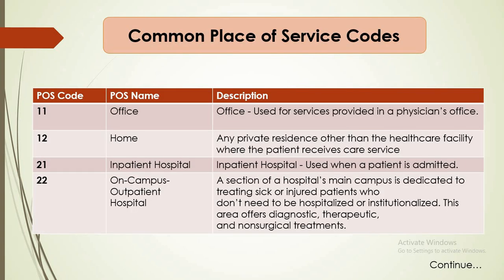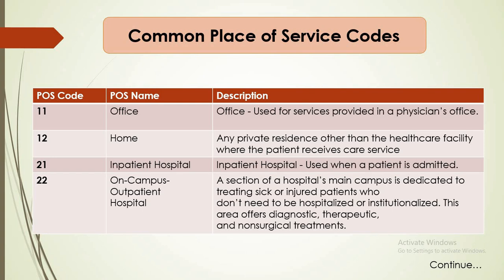So common place of service codes. Here you can see the place of service codes and descriptions. I have selected a few commonly used place of service codes for explanation, and later on I will show you the whole list of place of service. So common place of service we are using frequently. So POS 11. 11 is for office visit. You can see the description here: office, used for service provided in physician office. So for any service rendered in a physician clinic office, then place of service will be 11.